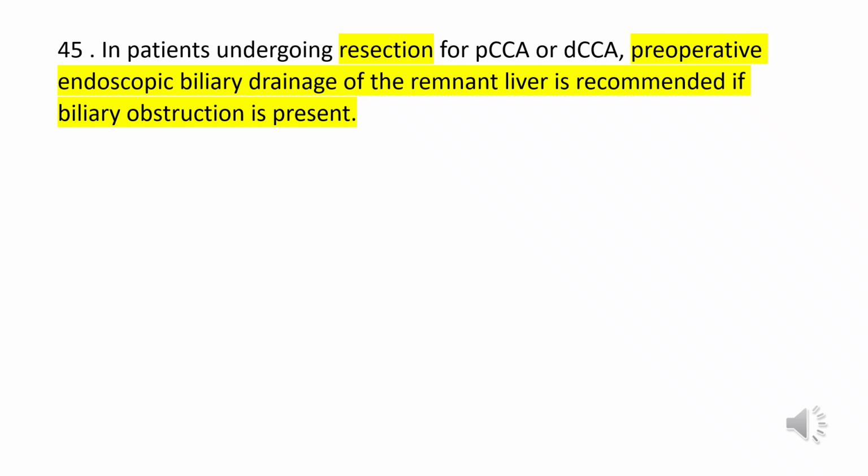So if the patient with PCCA or DCCA is going to undergo a resection, it's always advised to do endoscopic biliary drainage of the remnant liver preoperatively. So again, in patients undergoing resection for perihilar or distal cholangiocarcinoma, preoperative endoscopic biliary drainage of the remnant liver is recommended if biliary obstruction is present.